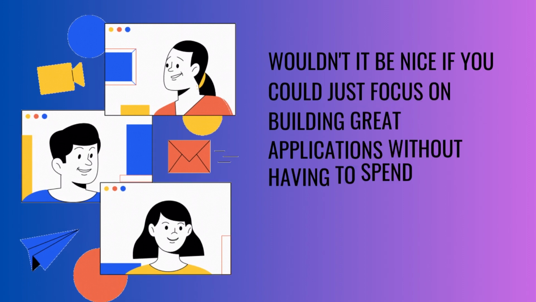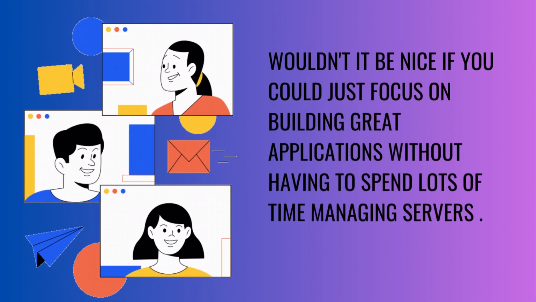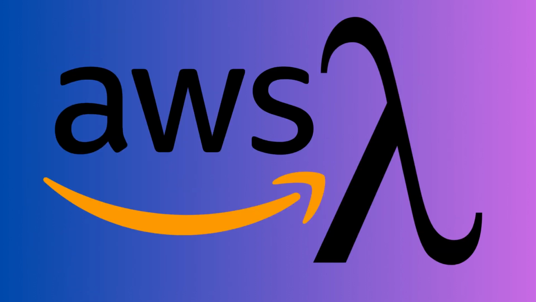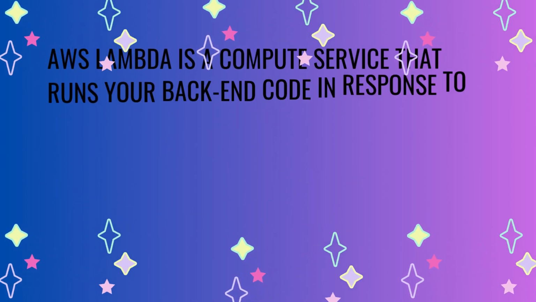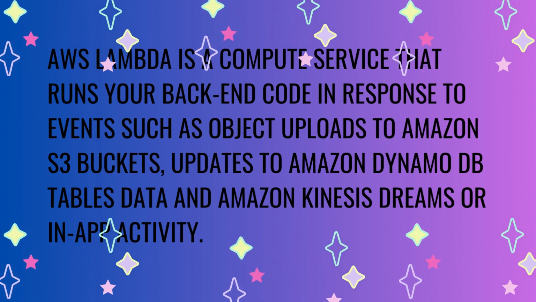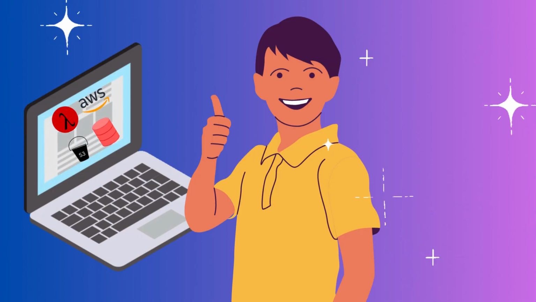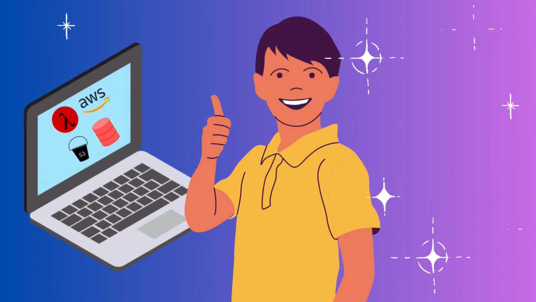Wouldn't it be nice if you could just focus on building great applications without having to spend lots of time managing servers? Introducing AWS Lambda. AWS Lambda is a compute service that runs your back-end code in response to events such as object uploads to Amazon S3 buckets, updates to Amazon DynamoDB tables data and Amazon Kinesis streams, or in-app activity.